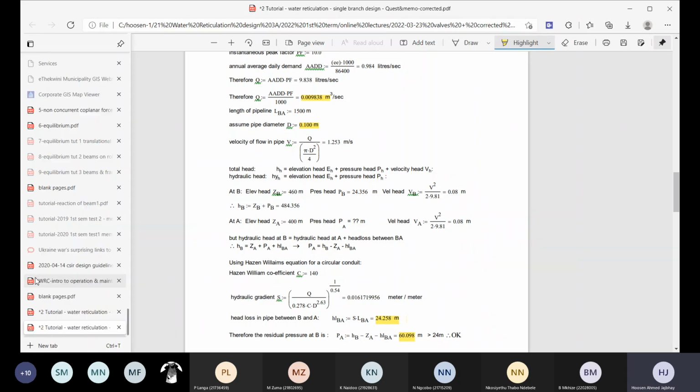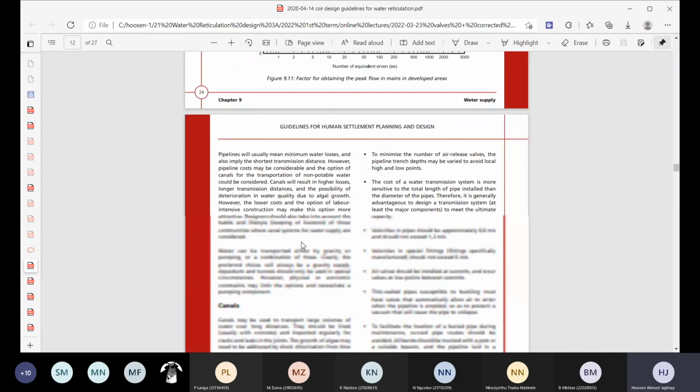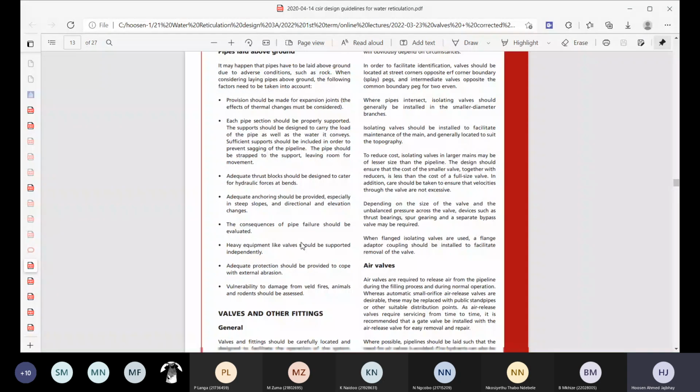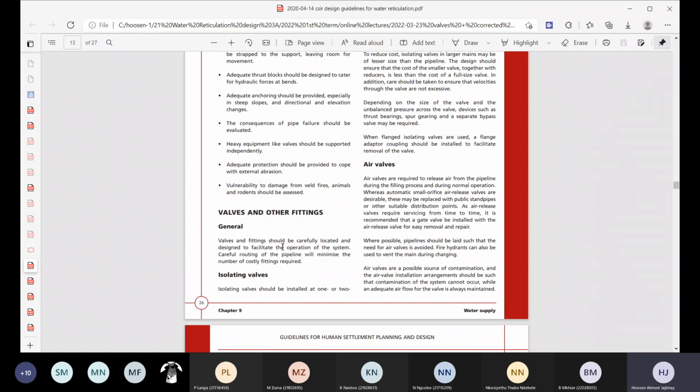Okay, let's move on to the discussion on valves and fittings in pipelines. Now, when it comes to valves and fittings in the pipeline, I just want to go down to the relevant section. In the CSIR guidelines, please read through these guidelines. They talk to you from the perspective of the actual design as a design engineer. So they are written in that language, and they give you guidance in terms of the actual design when you're designing a network.